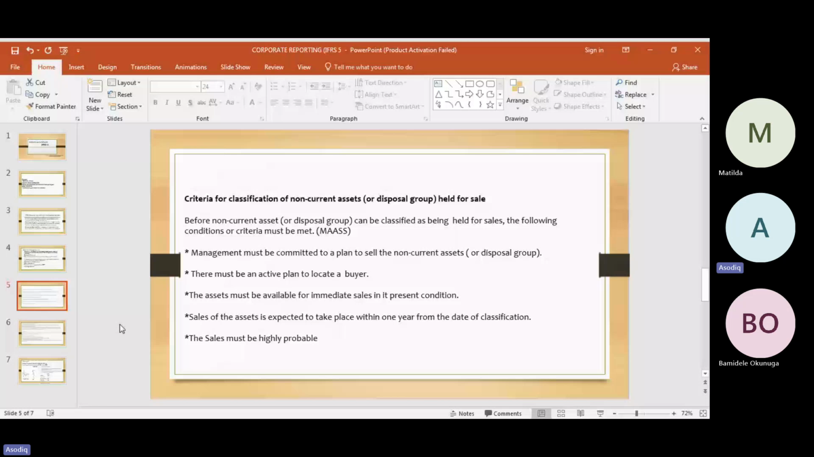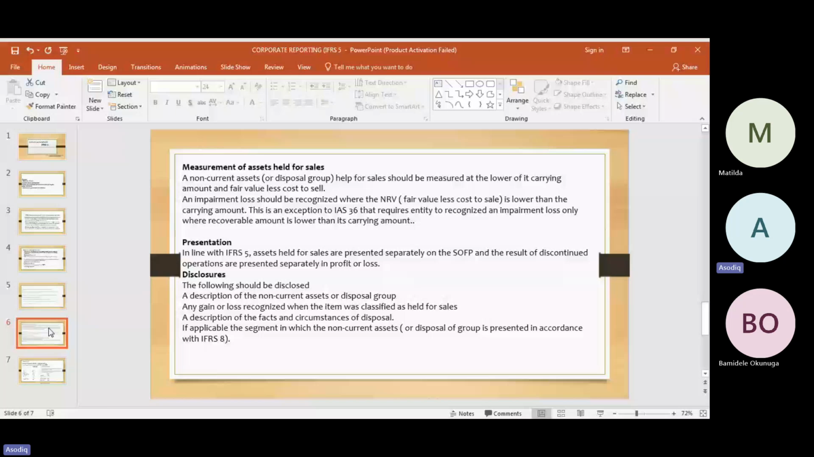Measurements of assets held for sale. Are you there? Yes. Okay.